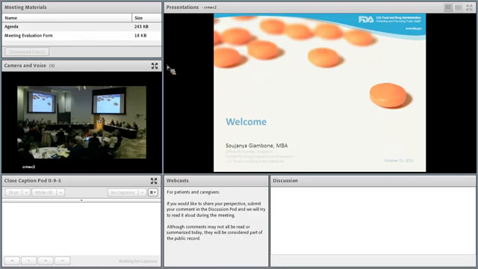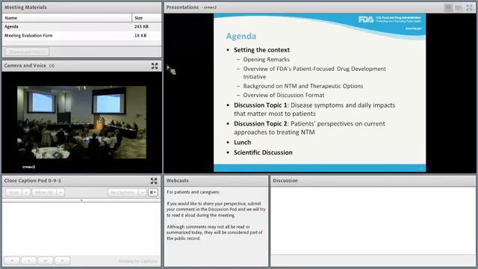So what I'd like to do is just spend a few minutes going over the agenda and a few housekeeping remarks, and then we'll go ahead and get started. Okay, so we're going to start the day today with some FDA presentations. My FDA colleagues will provide an overview of the Patient-Focused Drug Development Initiative, background on NTM and current treatment options, and then I'll come back and provide an overview of the discussion format.